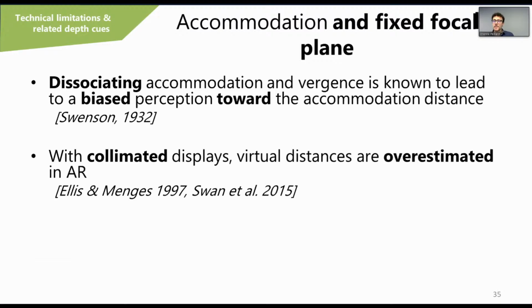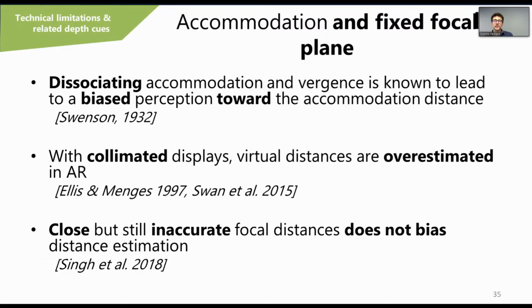In particular, many mixed reality devices use collimated displays. This means that the focal plane for virtual images is placed at infinity. This has been reported to be responsible for an overestimation of distances for the virtual objects in augmented reality. However, when providing a close enough but still inaccurate accommodation distance, this bias can be significantly reduced.